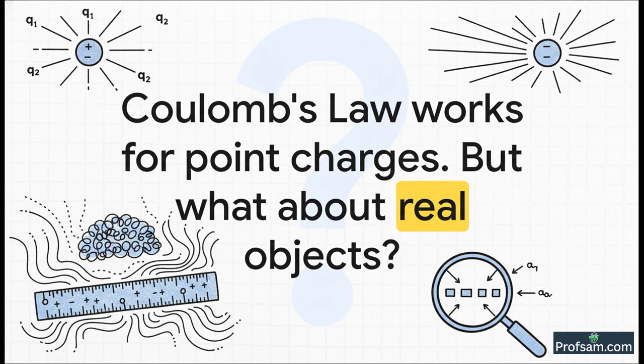We've all studied Coulomb's law, right? It's perfect when we have two tiny point charges, Q1 and Q2. But what happens in the real world? What about a big object, like say this plastic ruler? If we charge it by rubbing it on our hair, how do we calculate its electric field? Can we still use that simple Coulomb's law formula?